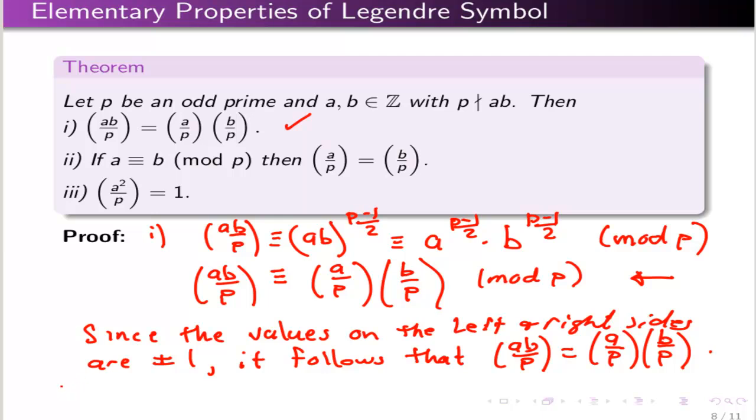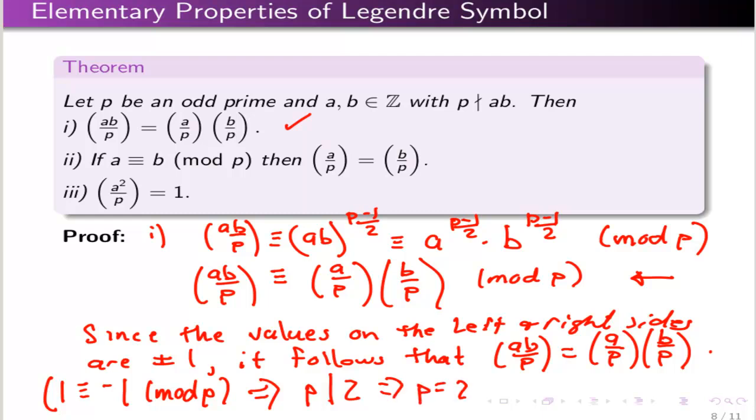Right, so what I was just saying is that if you had 1 congruent to negative 1 mod p, that would mean that p should be a divisor of 2, which would mean that p equals 2. But we're dealing with an odd prime in this theorem, so this cannot happen. So the only way we can have the congruence is if this integer equals 1 when that integer equals 1.